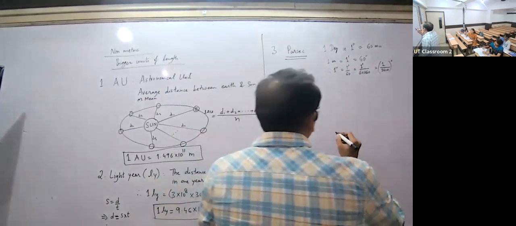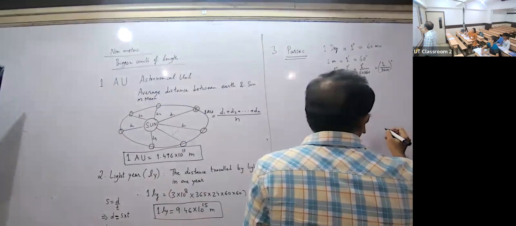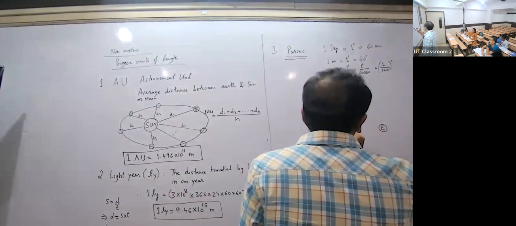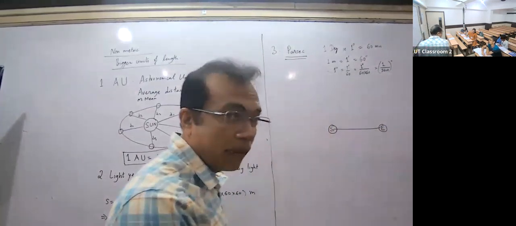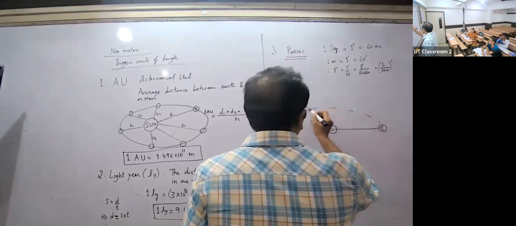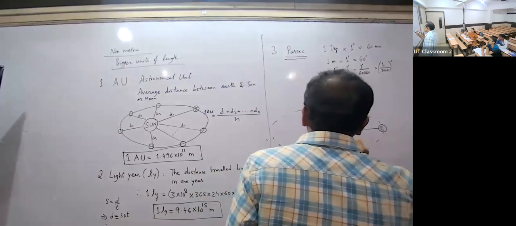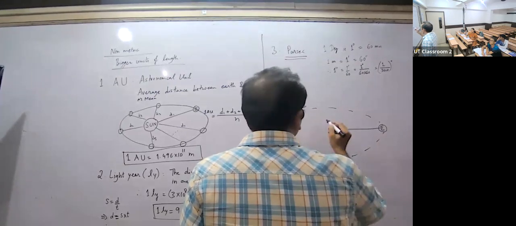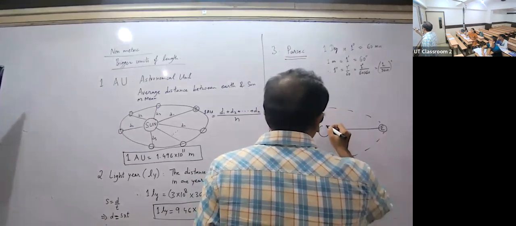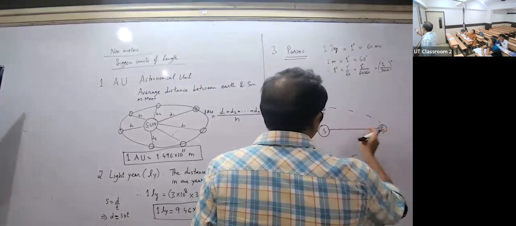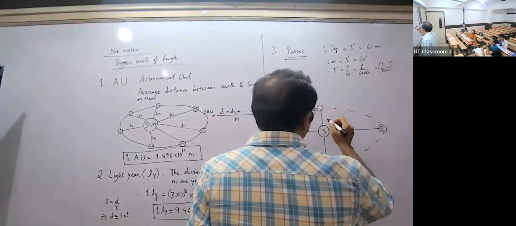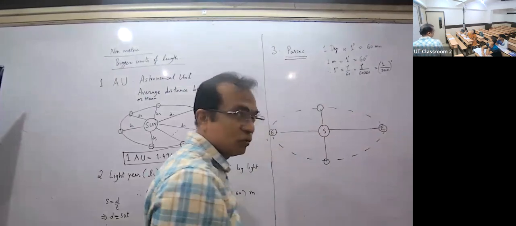Now understand. Let's say this is the sun's position, and this is the earth's position. And let us say this is the average distance between sun and earth. We also call it the semi major axis, because let's say this was an ellipse. In an ellipse, there are two axes, major and minor. These are the distant points and then the nearest points. This is called the minor axis and this is called the major axis. So two major and two minor axes.